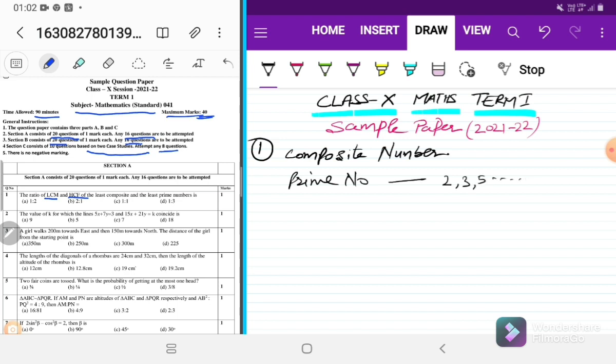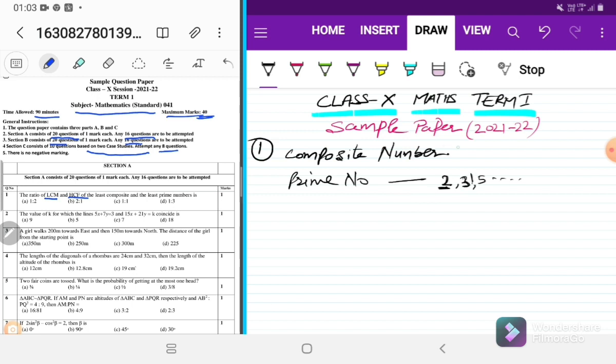Okay, so likewise, what are composite numbers? Composite numbers are those numbers which have more than two factors. Like 2 is a prime number. If I take 2, the factors of 2 will be only 1 and 2 itself, so it is not a composite number, it's a prime number. In the same way, 3 is also prime. So which number is left here?